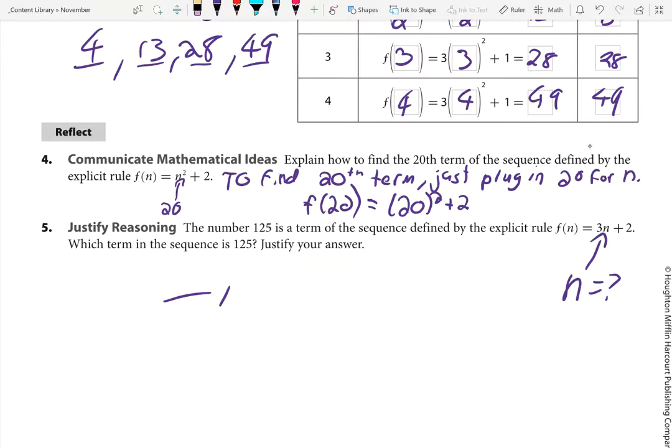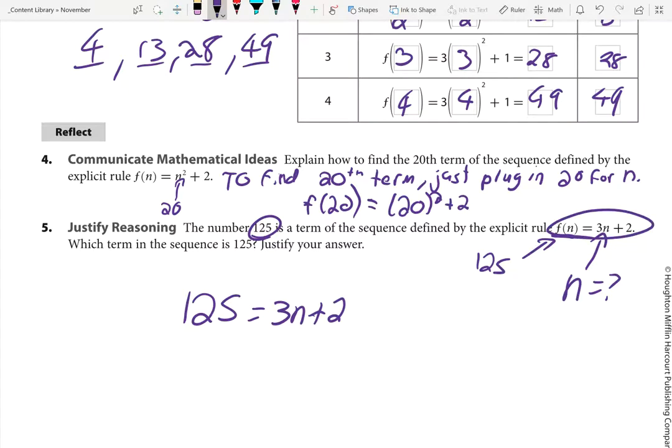We don't know which position that term is. But here's how you can find out, right? 125 is your f of n value, not the n value. You're not plugging 125 in for n, but you're plugging in 125 for f of n. So you're making this equation, 125 equals 3n plus 2, right? We're using this function, but we're plugging 125 in for the term spot, not n. We're trying to figure out what n is. We want to know which position comes out to equal 125.